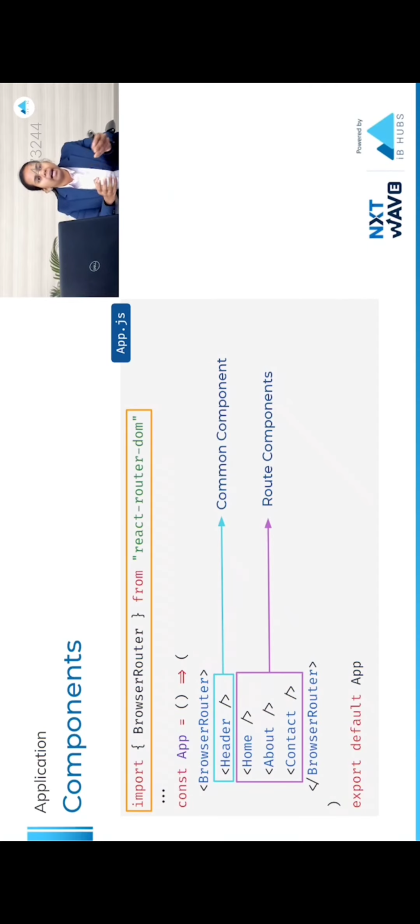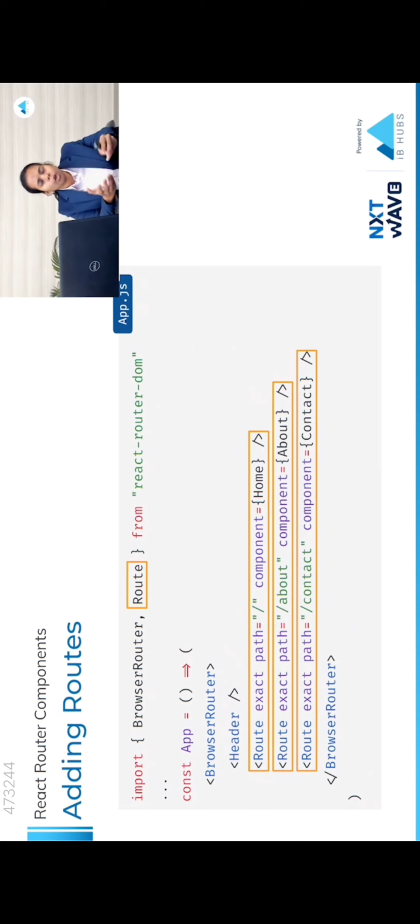So now in our case, we have the header, which is a common component for all the paths, right? So we leave that there. Now below that we have home, about, and contact. These are called the route components. These components will vary based on the path, right? Which component has to be displayed will vary based on the path. Now we are going to use the Route component and display the component corresponding to the path.